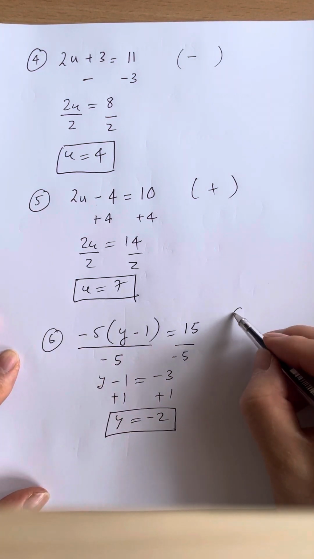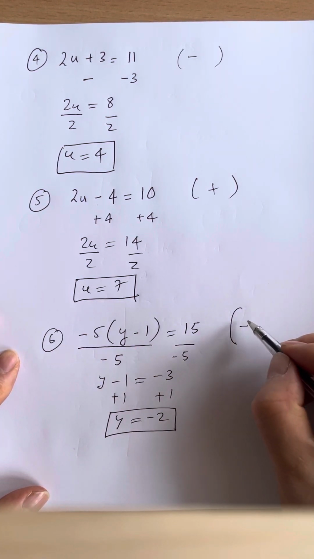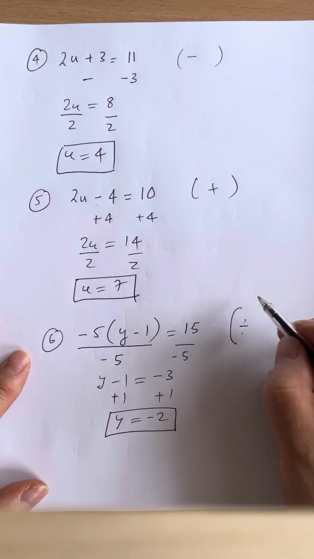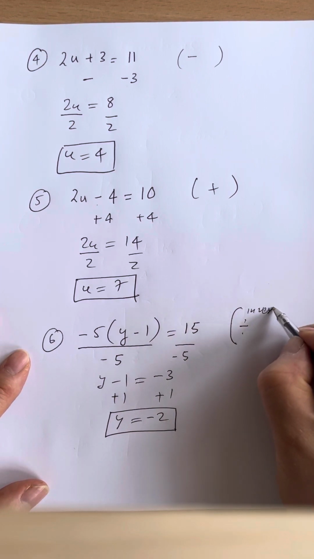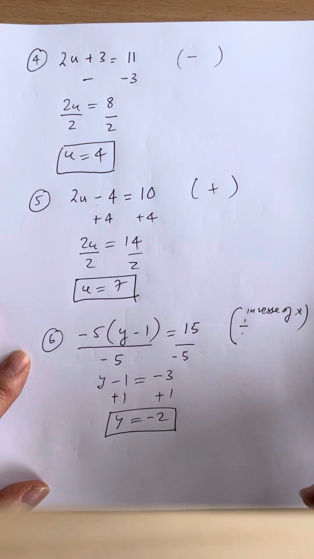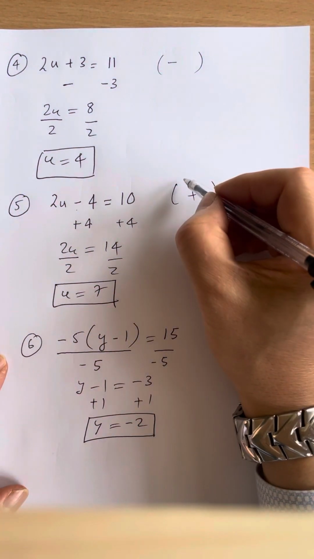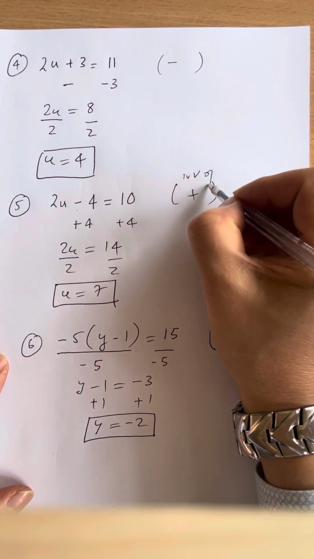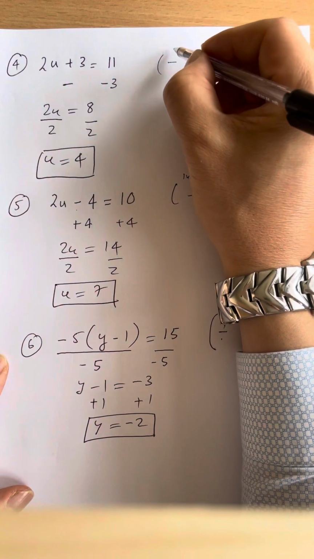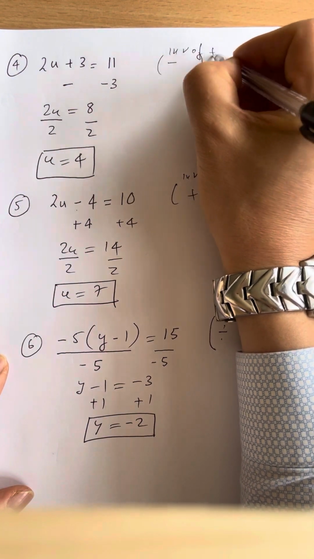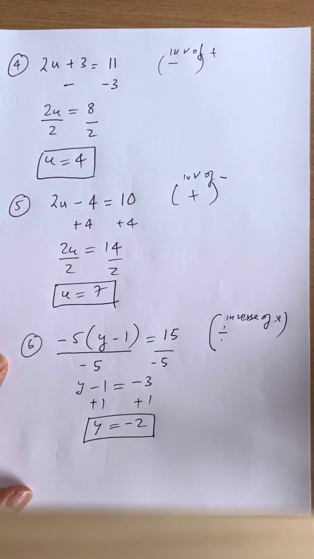So this one is inverse of times is divide. So this is the inverse of times. This one is the inverse of minus, and this one's the inverse of plus. And so these are the 6 standard inverses for two-step equations.